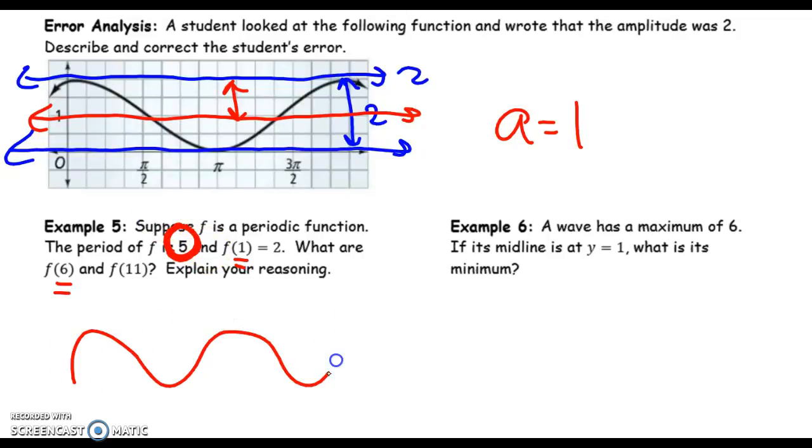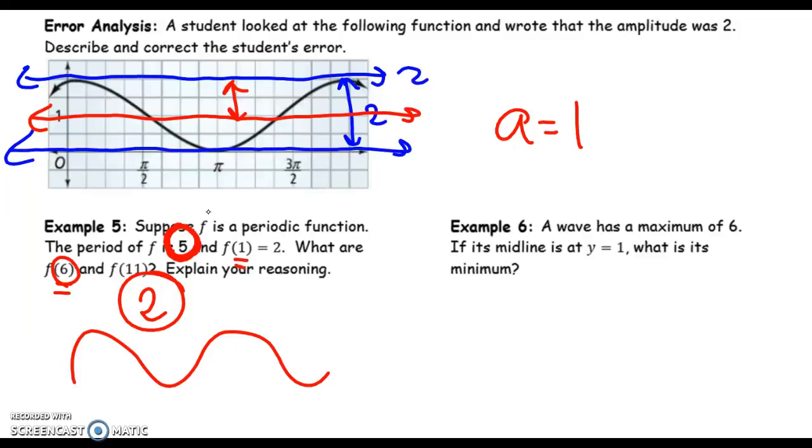So we don't know what this function looks like, but every 5 units, it's going to repeat. So if at 1 it was 2, 5 units later at 6, it should also be 2. 5 units later at 11, it should still be 2. So that idea of the repeating cycle is what allows us to know the values 5 units later because of our period.